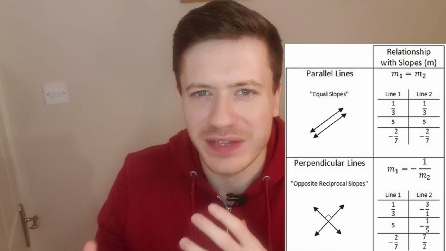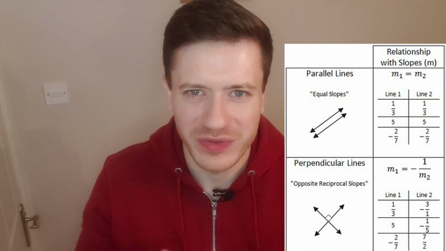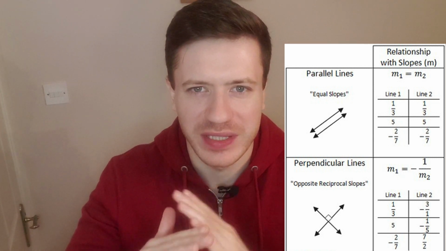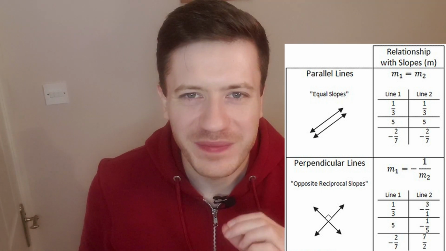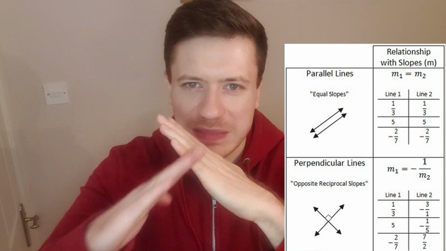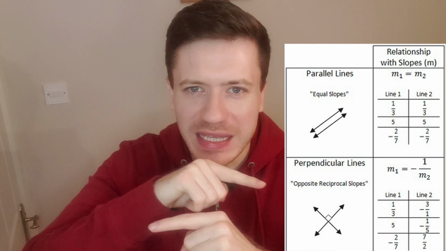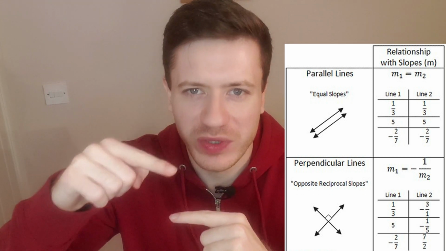But how can we tell if the lines are perpendicular? This is the funky bit that some people struggle to remember. Perpendicular lines have slopes that are the negative reciprocal of one another. What that means is if my line has a slope of 5 and your line is perpendicular, the slope of your line will be the negative of that, so that's negative 5, but also reciprocal.